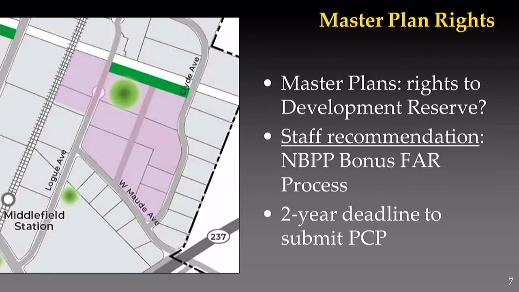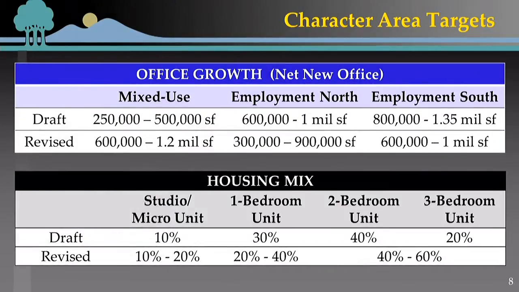The draft precise plan did not allow master plans to confer any rights to the development reserve. Staff is recommending that be revised slightly to allow a 2-year period wherein a planned community permit application can be submitted based on an approved master plan in order to maintain those rights to the development reserve approved through the master plan. If an applicant needs longer than this, we do have a development agreement process that can extend that timeline longer.